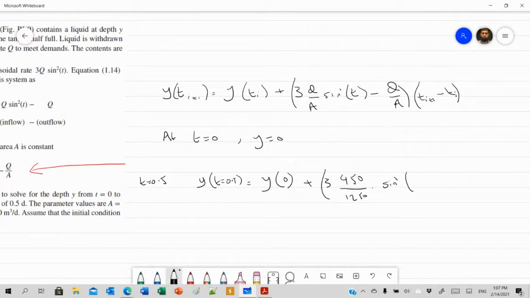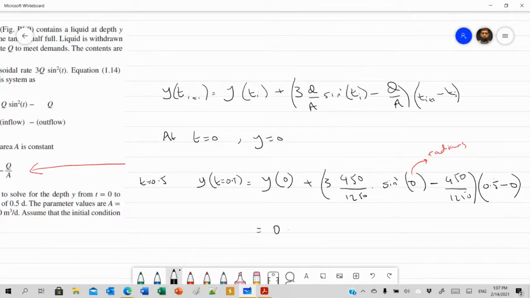Sine square t. Remember always that it's the t_i, the one in the previous step, q over a, t_(i+1) minus t_i. When you are working with the calculators, please make sure that you work in radians. If you work in degrees, you are going to get errors.